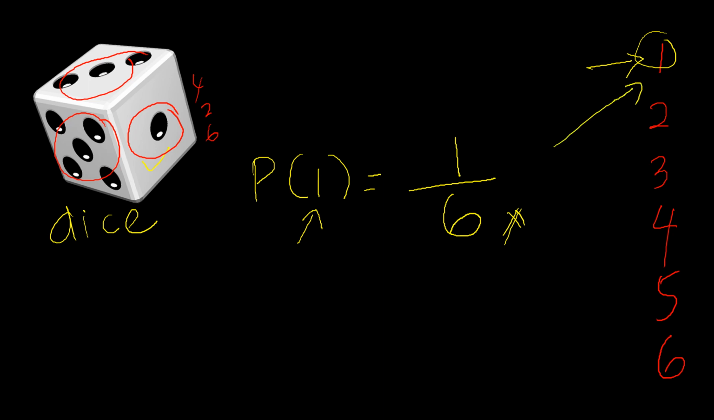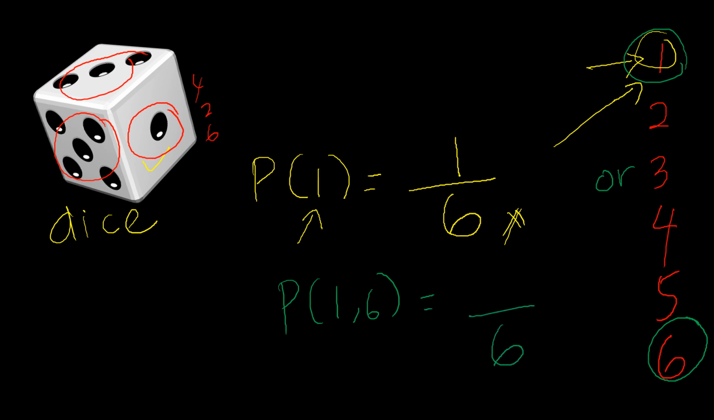Then what is the probability of rolling a 1 or a 6? Well, once again there are 6 equally likely possibilities. Again, there are 6 possibilities to roll. So there's 6 over here.